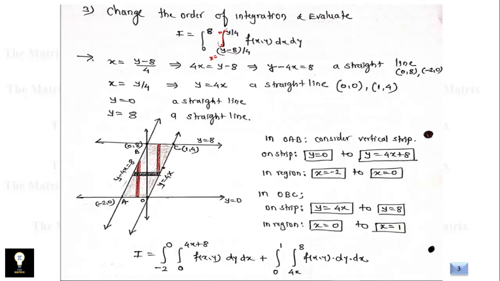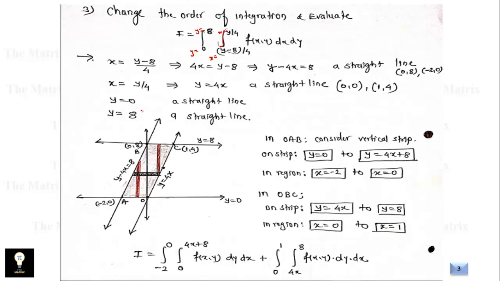So x equal to (y minus 8) by 4 gives you the straight line equation y minus 4x equal to 8. Then the upper limit of x is y by 4. So it is nothing but y equals 4x, again a straight line. And the outer integral limits are for y. That's why y equals 0 and y equals 8, another two straight lines. So all curves are nothing but straight lines.